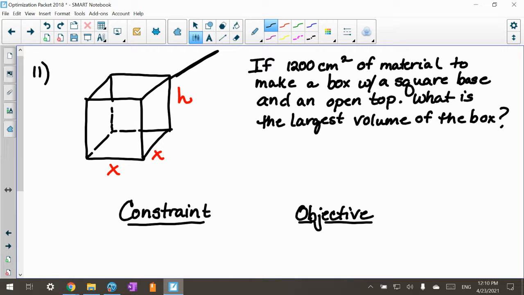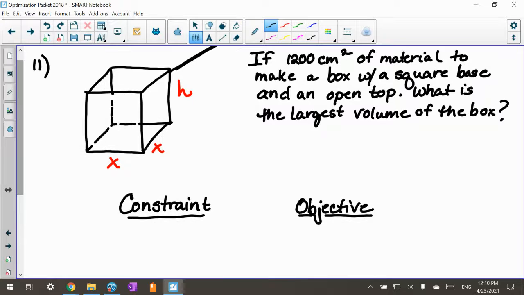So this is our optimization, and when I say optimize, we're looking at maximum and minimum of things. If 1200 square centimeters of material are used, first of all, I want you to notice that I don't draw super well, but I hope you get the idea that it's a square base. So I just called it x times x because I know the sides are all the same. And I just labeled the height here as h. And this is my open top up here.